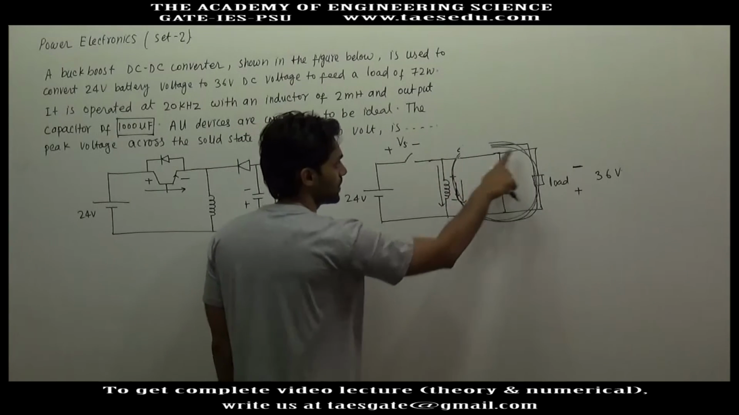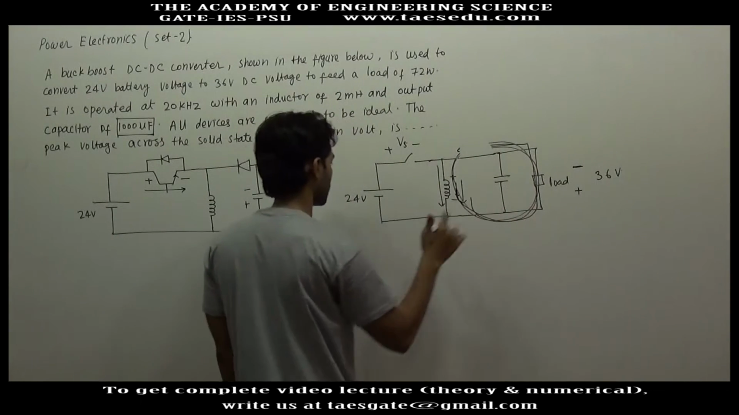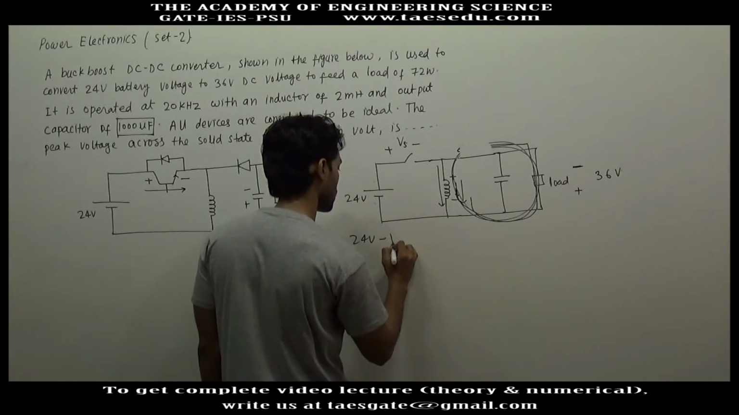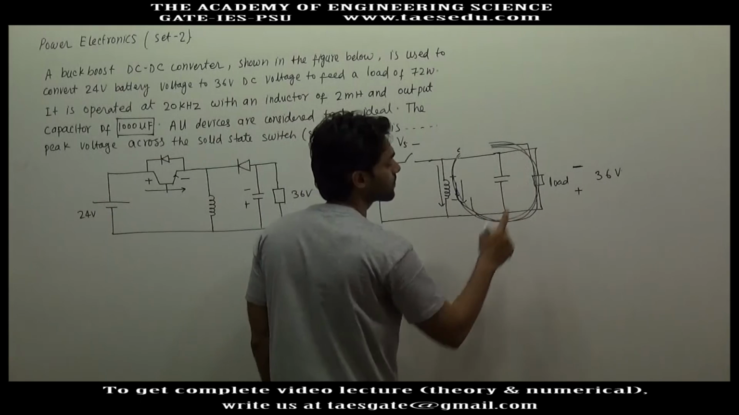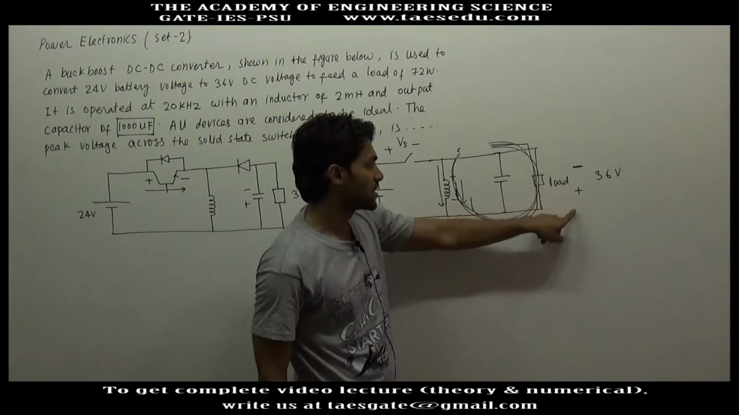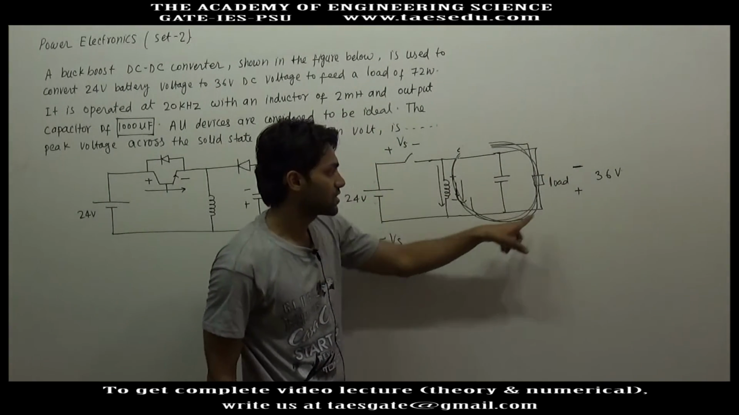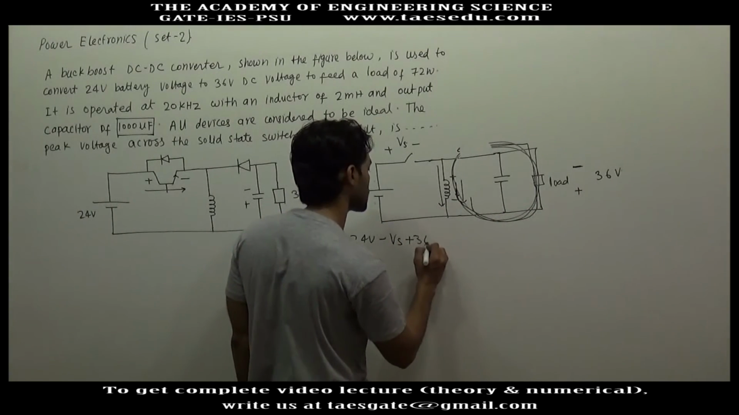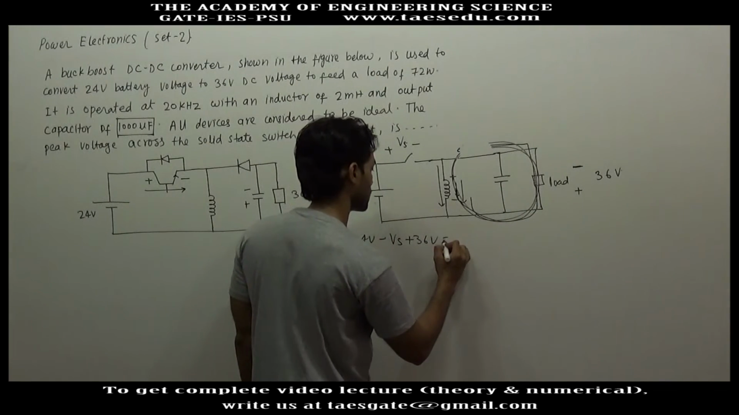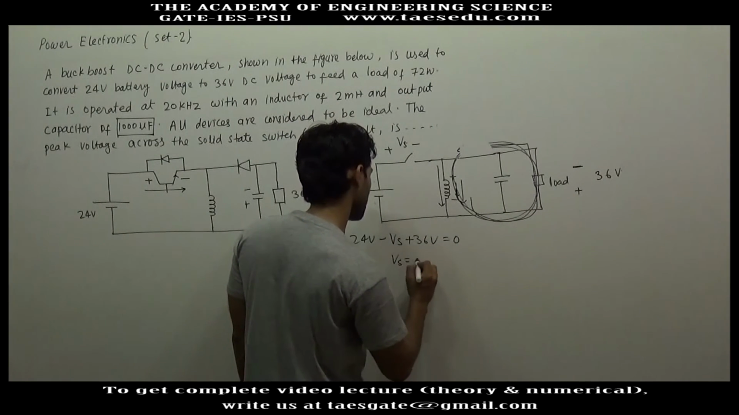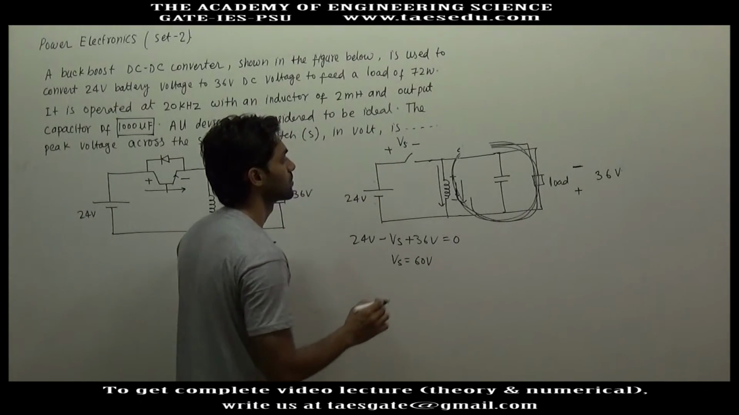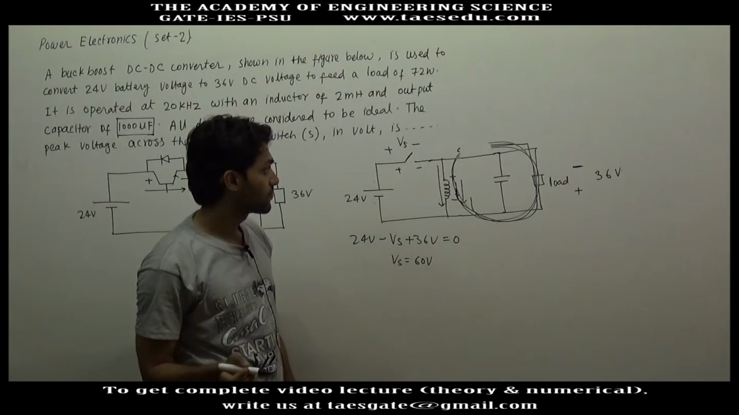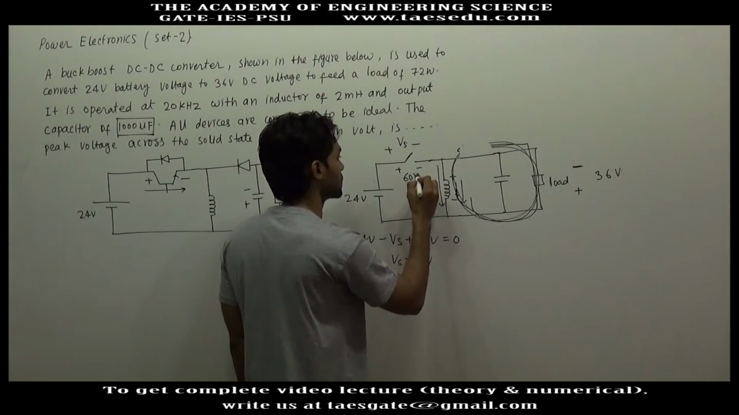Now let us apply KVL in this loop. Okay, here you will have a gain of 24 volt, here a drop of switch voltage, and here this is the actual polarity. So if you move in clockwise direction, here you will have a gain of 36 volt plus 36 volt, and the loop is completed. This is 0. So Vs will be plus 60 volt. So the forward blocking voltage across the switch will be 60 volt.